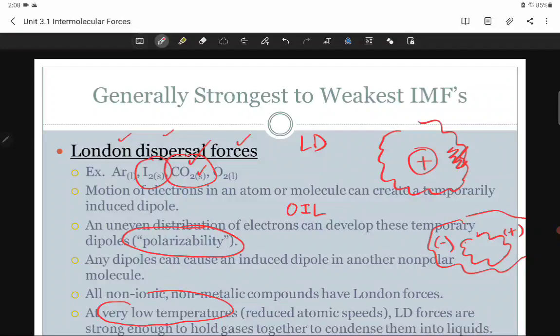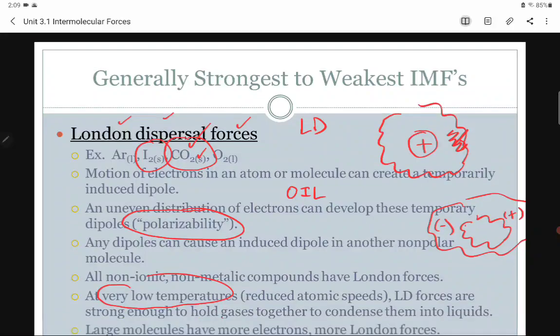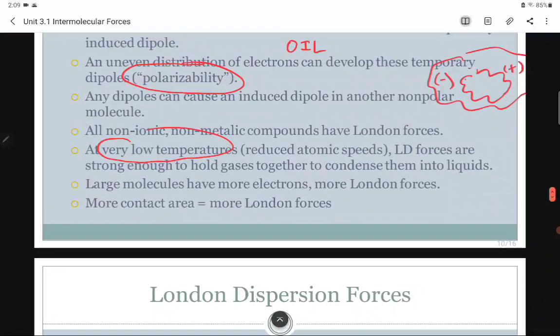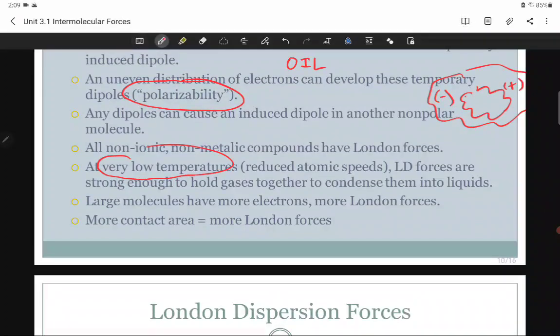Gasoline's a mixture, but if you put gasoline down somewhere, it would easily vaporize and become a gas. Therefore, it must not have as many London dispersion forces. Why? Because it must not have as many electrons that give it that polarizability, I guess. Here's an interesting one. We don't get to use this too often.